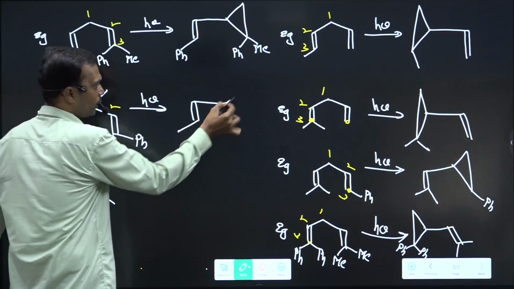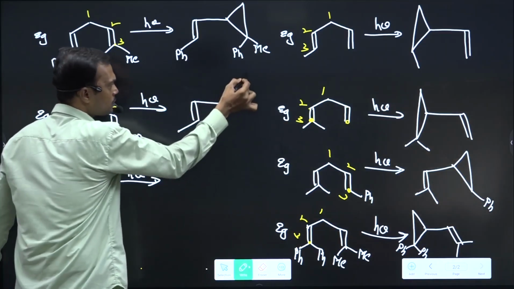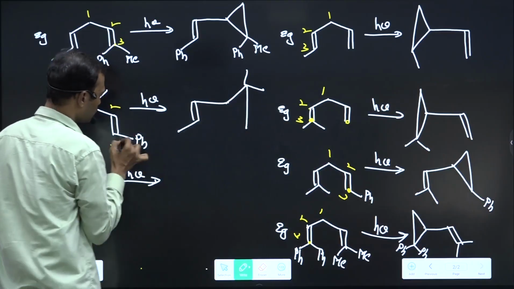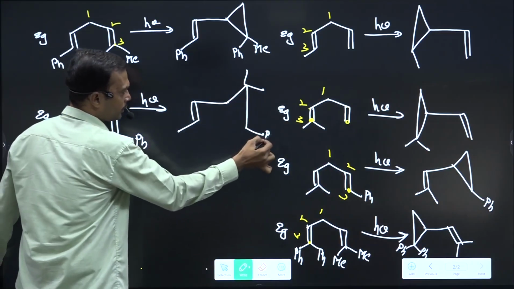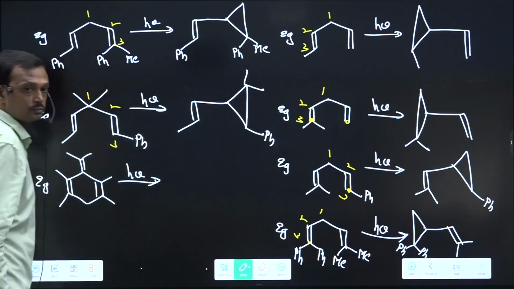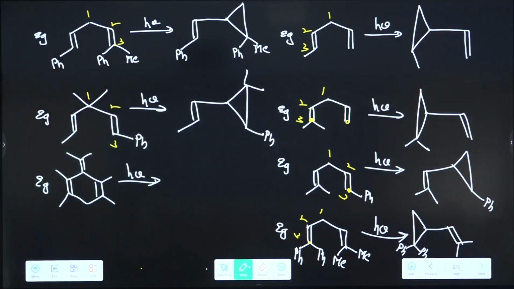2 connected to 1. This one has how many methyls? 2 methyls. 1 connected to 3. 3 has phenyl. Then this 3 connected to 2. Give this answer.